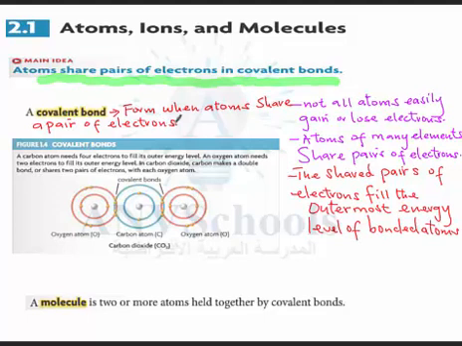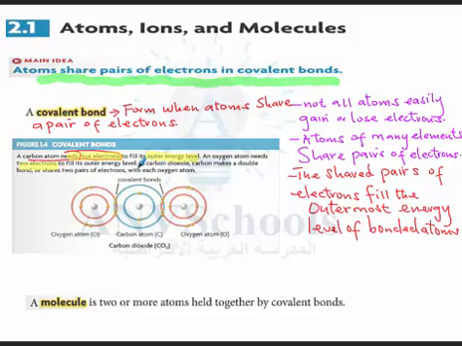Let's go through the model here and see how this happens. A carbon atom needs 4 electrons to fill its outer energy level. We are talking about the outer energy level. An oxygen atom needs 2 electrons to fill its outer energy level.